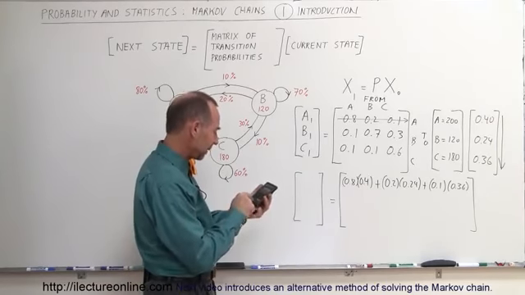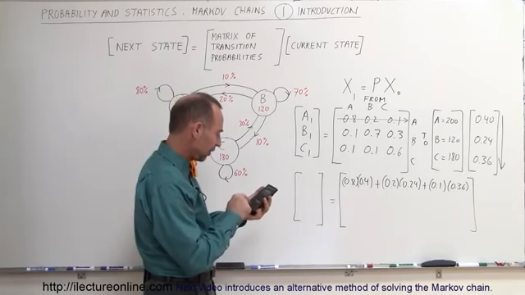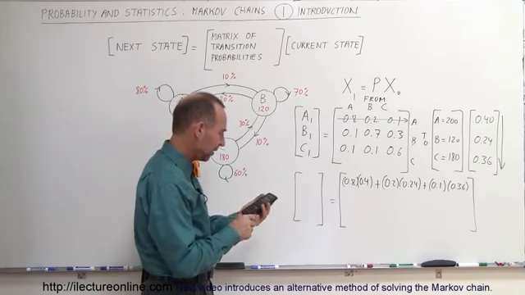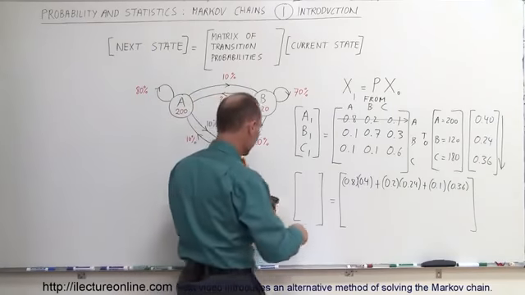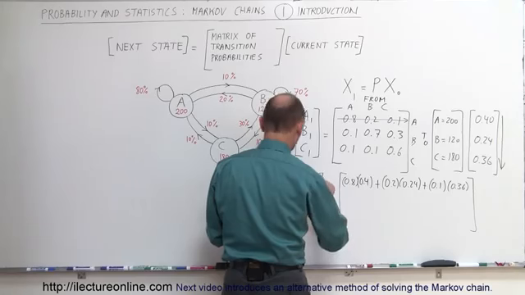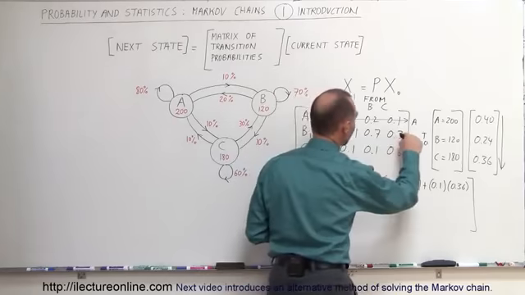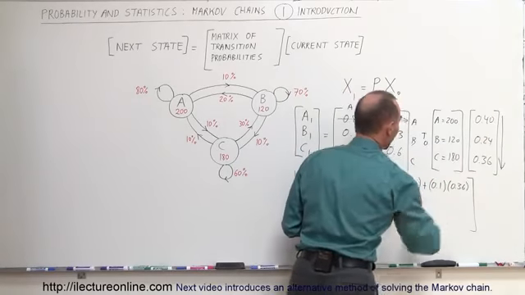So 0.8 times 0.4 plus 0.2 times 0.24 plus 0.1 times 0.36 equals, and that's 0.404. There we go. All right, next. Now we're going to take the second row, multiply times this column right here.